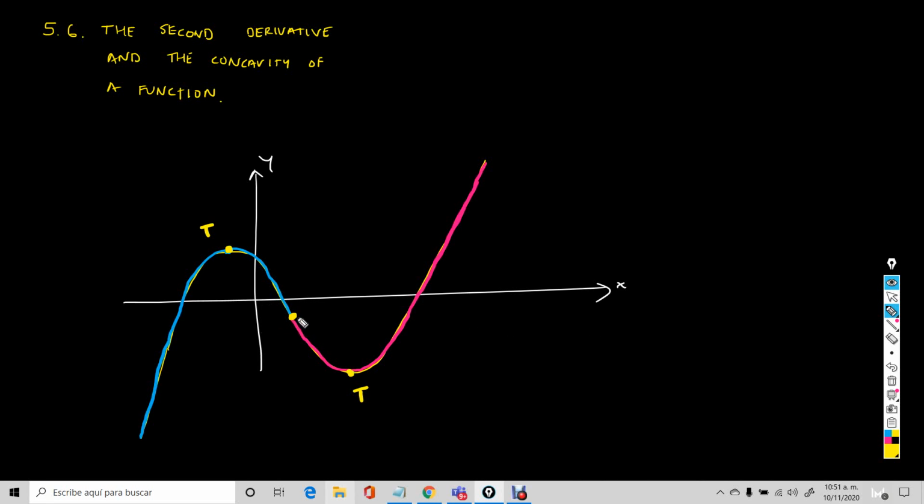Perfect. So what do we call this point? In mathematics, we call it an inflection point. Punto de inflexión. Inflection point, which is a point at which your function changes concavity, or curvature. Okay, so perfect. That's what an inflection point is.